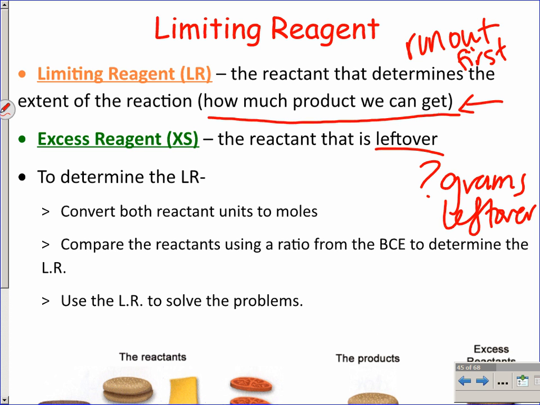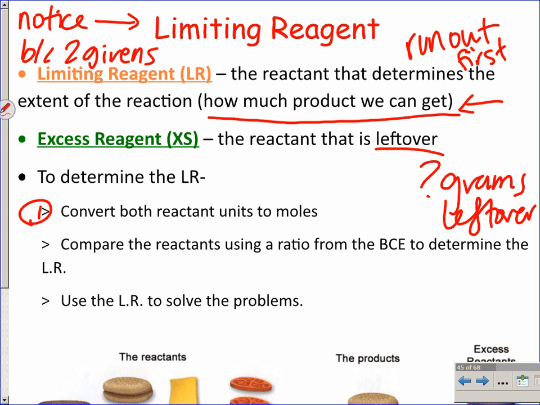So the step-by-step way that we always approach these is, first of all, you notice it's an LR problem, a limiting reagent problem, because the two givens regarding reactant 1 and reactant 2 are given to you in the problem. So you identify it, then you set yourself up. You've got to take both of these to moles. So step 1, convert both the reactants to moles. And sometimes I'll just give you moles straight up. Second, you're going to compare the reactants using the ratio to see who's going to run out first.